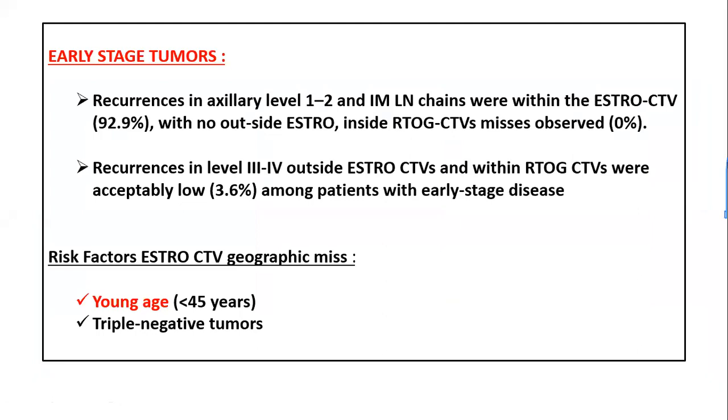So again, they tried to analyze which high risk features these 4% of patients of early stage disease have. They found that the younger age group, that is less than 45 years, and triple negative tumors have the high risk features, which might fail the ESTRO CTV.